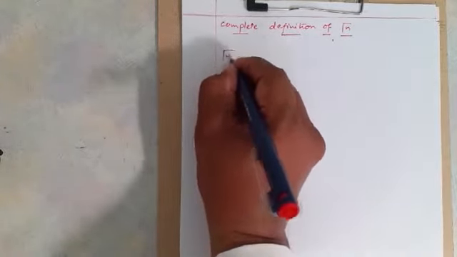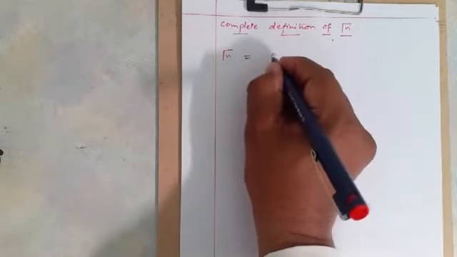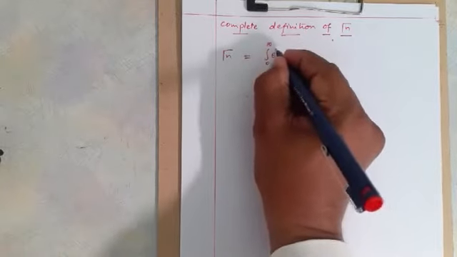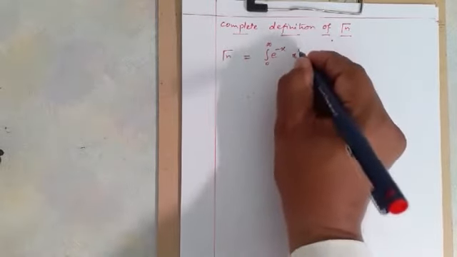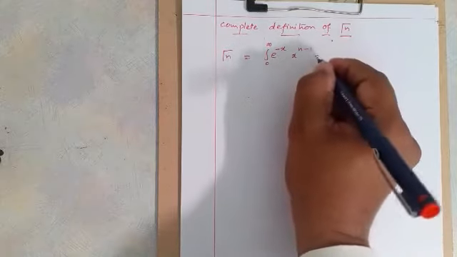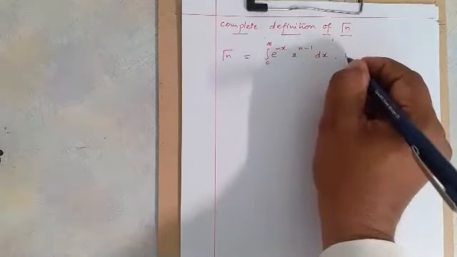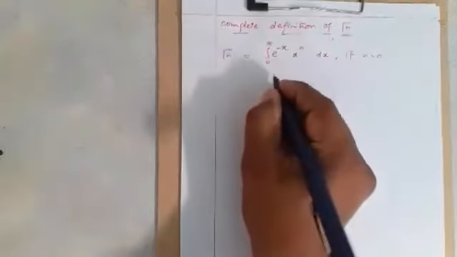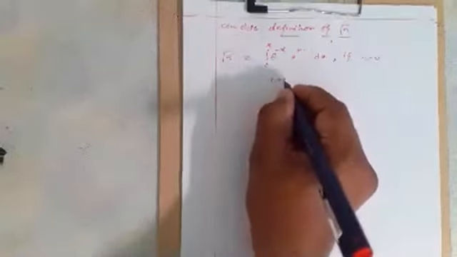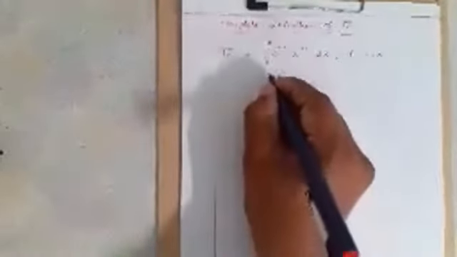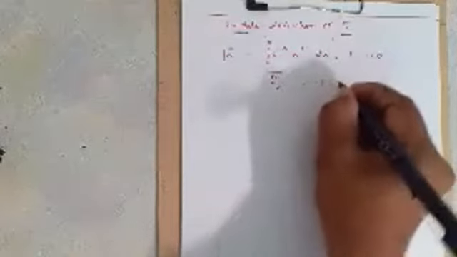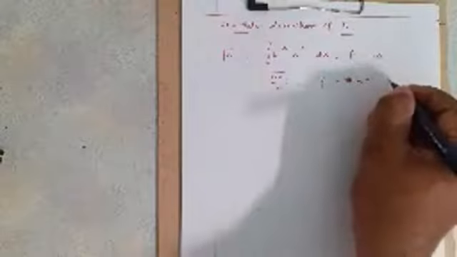Gamma n is equal to the integral from 0 to infinity of e power minus x, x power n minus 1, dx, if n greater than 0, and gamma n plus 1 upon n, that is, gamma n equals gamma n plus 1 upon n, if n is not equal to 0, minus 1, minus 2, and so on.